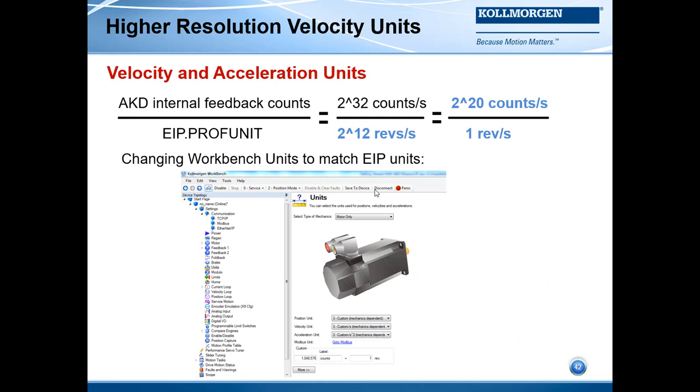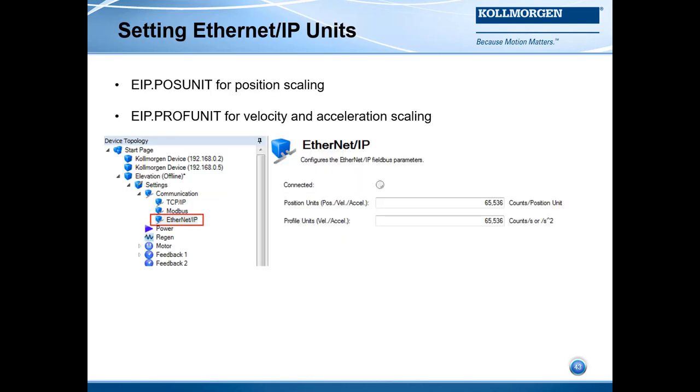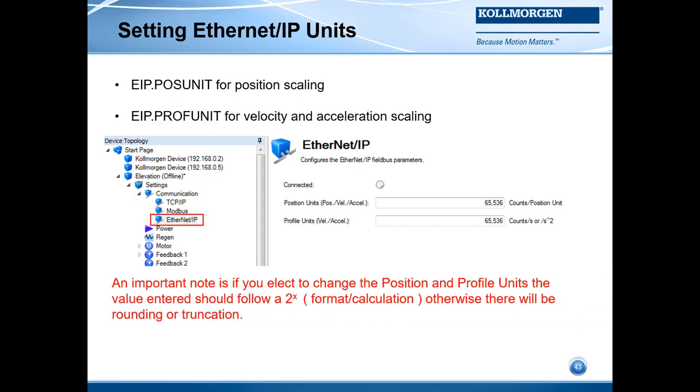So in this example of a higher resolution, you'll notice that all the units are set to custom on the unit screen of Workbench, and instead of 65,536 counts for motor rev, we've populated it with 2 to the 20th counts per one rev. Again, just emphasizing that the values entered should be in 2 to the x format, so that there's no rounding or truncation.